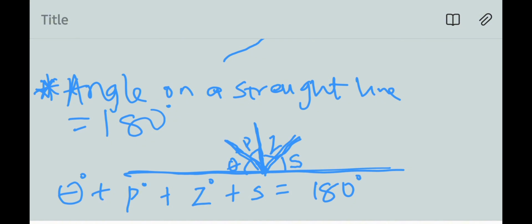180 degrees. So what to look for when you are considering angle on a straight line is, can I see a straight line in this particular equation? Yes, if so, then you apply what you know about angle on a straight line. So going forward, we'll talk about another type of angle. We'll call that one alternate angle.